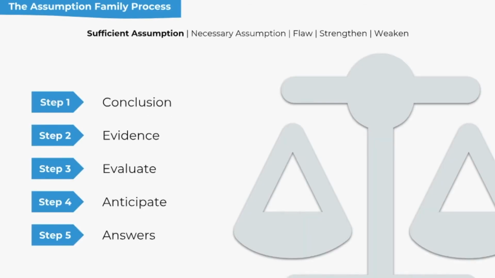The process that you want to take when you're working on a sufficient assumption question is the same that you take whenever you're working on any question type within the assumption family. First, you need to find the conclusion. Then you need to identify the evidence that's being used to support that conclusion. And then the third step is the hard part, where you need to evaluate the reasoning, meaning you need to judge the argument, figure out whether it's good or bad. And the answer is always that it's bad. This is the part where you're trying to find the gap in the reasoning.